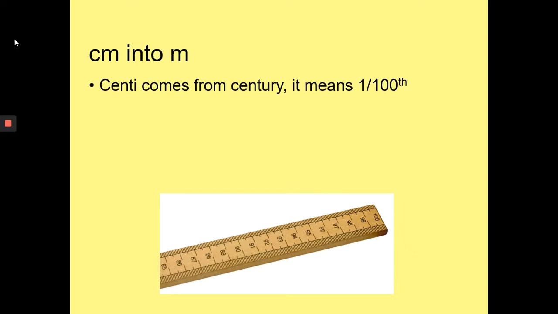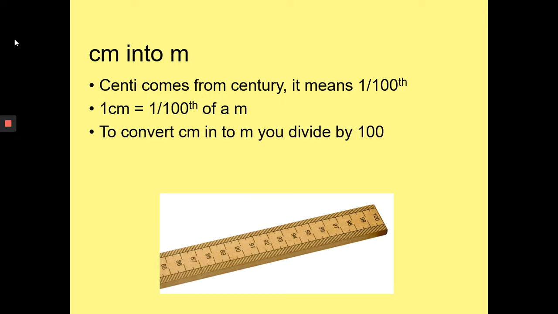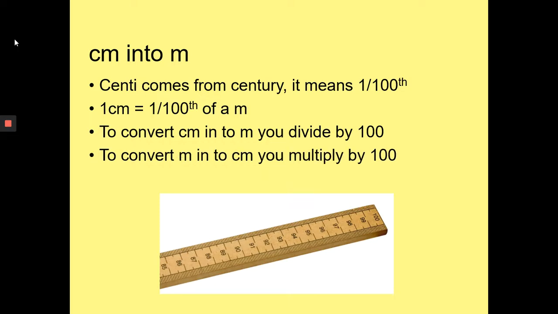Now, centi actually comes from the word century, and it means 1/100th. So 1 centimetre is actually 1/100th of a metre. Now, to convert centimetres into metres, you need to divide by 100, and then opposite, if you want to convert metres into centimetres, you multiply by 100.